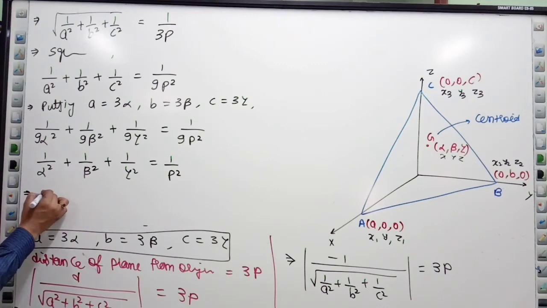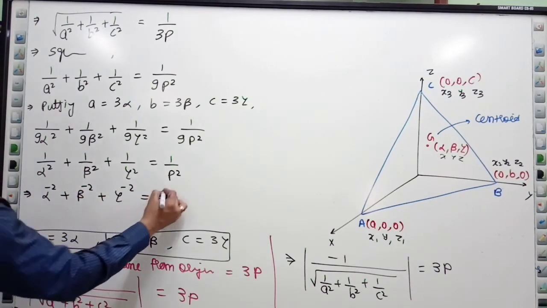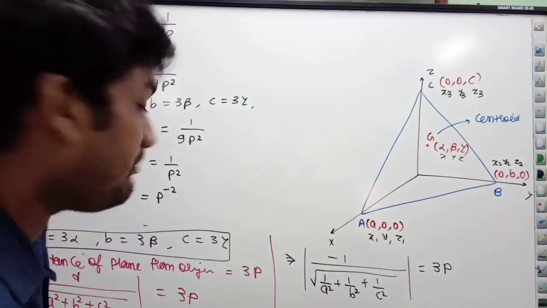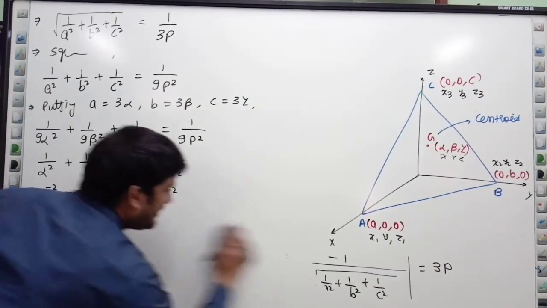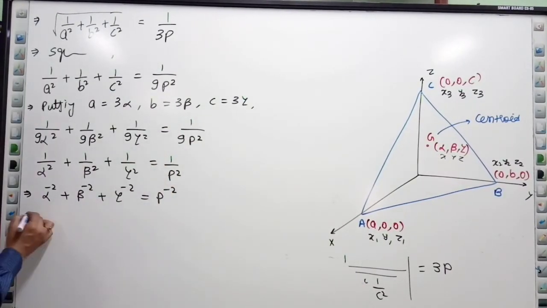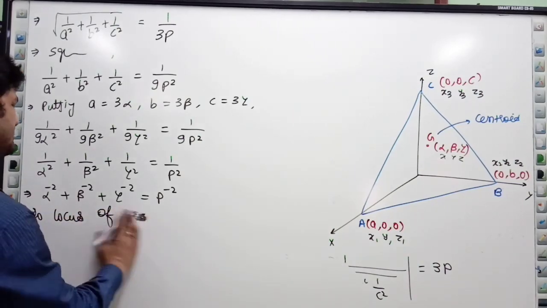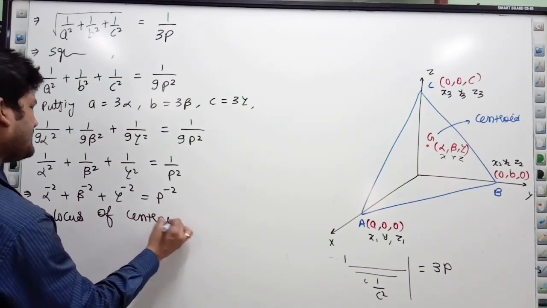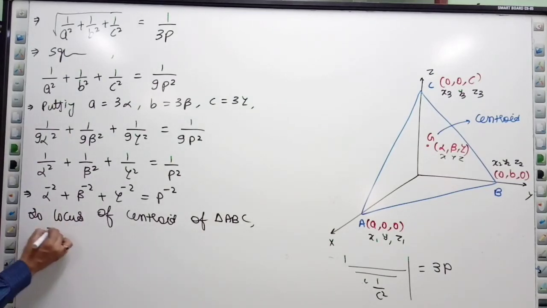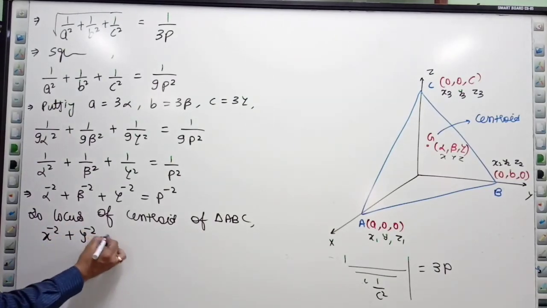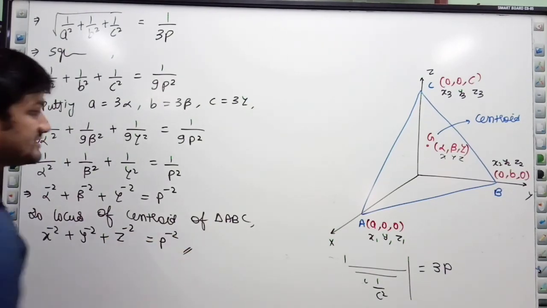And if I write it in reciprocal, alpha की power minus 2, beta की power minus 2, gamma की power minus 2 equal to p to the power minus 2. Now if I write locus of centroid of triangle ABC, alpha replaced by x, beta by y and gamma by z, equal to p to the power minus 2. This is the answer.